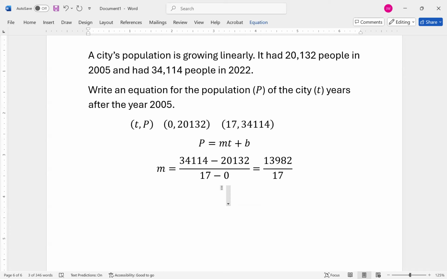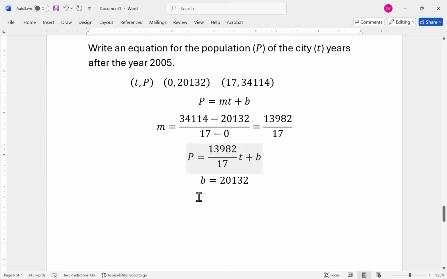Now I know that my formula should look like P equals 13,982 over 17 times T plus B. And since we know the line goes through the point 0, 20,132, when I plug in a 0 for T, my B value has to be 20,132. This is the equation in this scenario. P is equal to, again, this ugly fraction of 13,982 over 17 times T plus 20,132.